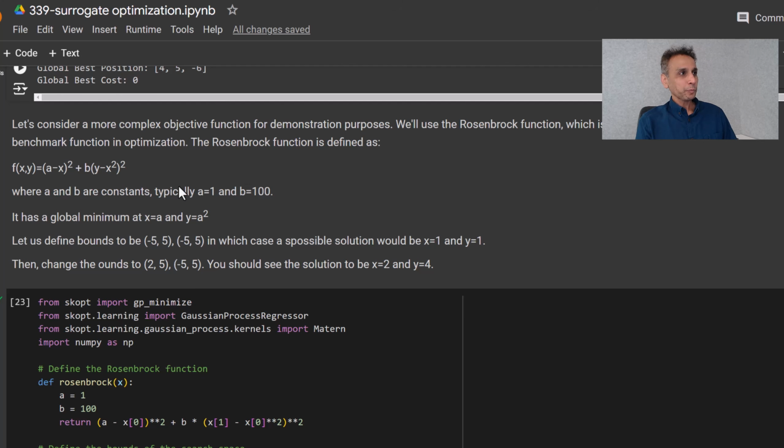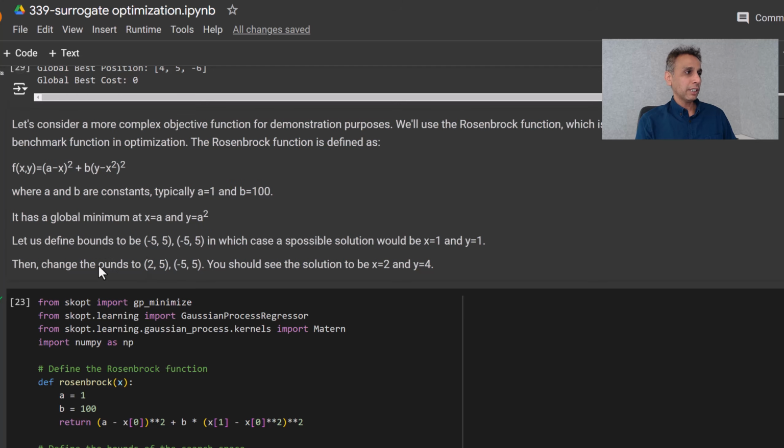And where do you have a global minimum in this function? You have it at x equals a and y equals a squared. So one answer could be 1 and 1, right? When x equals 1, y equals 1. That would be one answer. If you set the limits to -5 to 5 for both x and y, you will end up with the 1 and 1 answer, depending on your initial position. The other solution could be 2 and 4. So to check if you get 2 and 4, you can change the bounds.